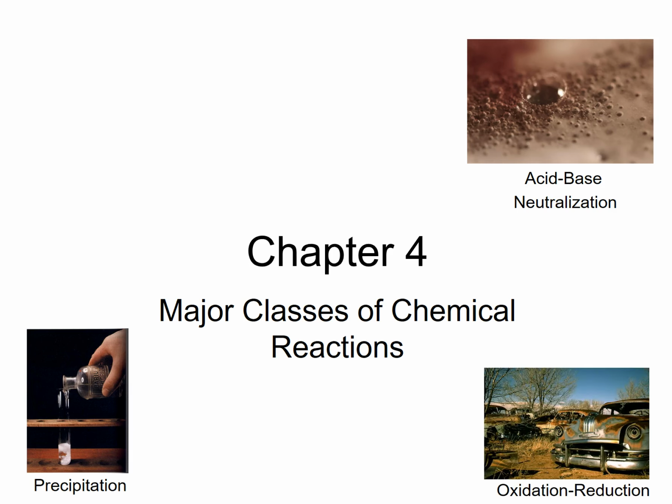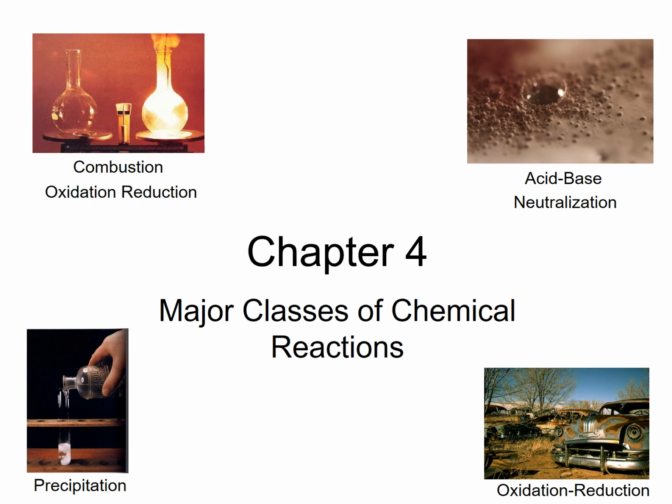Another reaction you probably have less experience with is the oxidation-reduction reaction. This type of reaction is responsible for the rusting of iron or steel to form iron oxide and rust. We'll look at this in much greater detail later in the chapter. Also an oxidation-reduction reaction, however, one that you're familiar with, is the combustion reaction. Combustion reactions typically produce heat and light. They are also oxidation-reduction reactions.